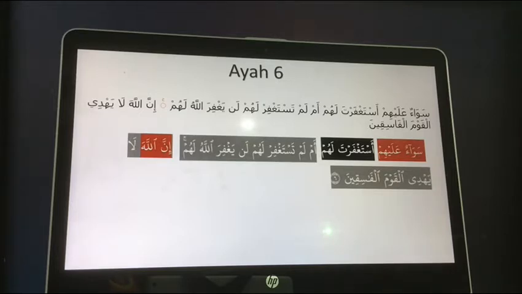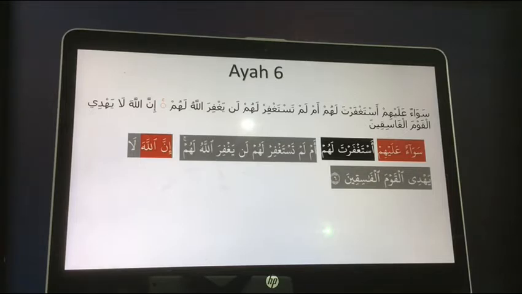So if you ask forgiveness or if you did not ask forgiveness for them, lan. What does lan mean? Did we read about lan before? Yes. Where is it? Lan is in lam, lamma, wal fali. Before that, what is that chapter? Light. It was one of the lighter ones. It means will not. Will not. Remember did not and will not.